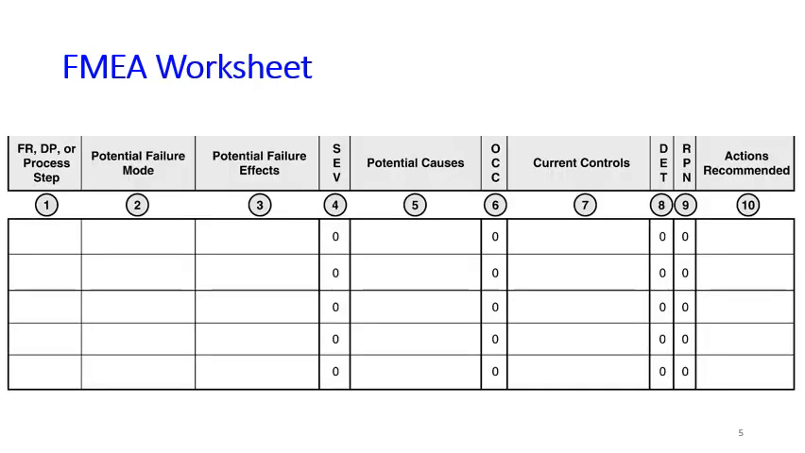FMEA might be summarized in a worksheet like this. This worksheet is something that the design team should fill in carefully, each column, and then finally in column 10, the design team should think about the actions recommended for each potential failure mode. We'll see each of these columns and what we should fill in each of them in the next slides.